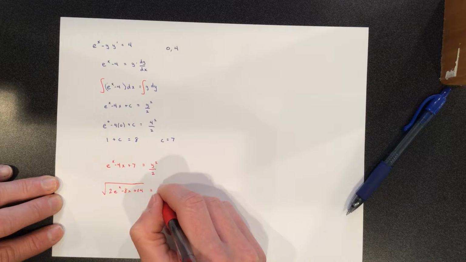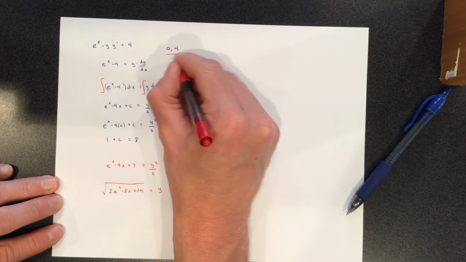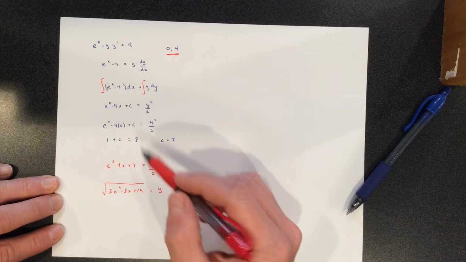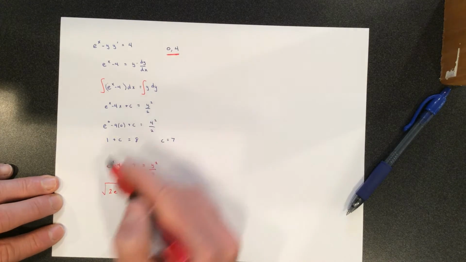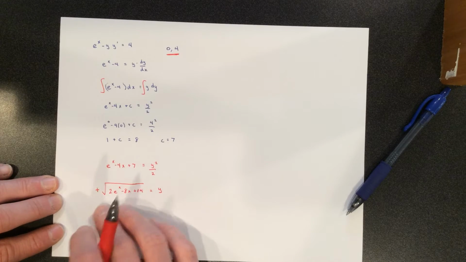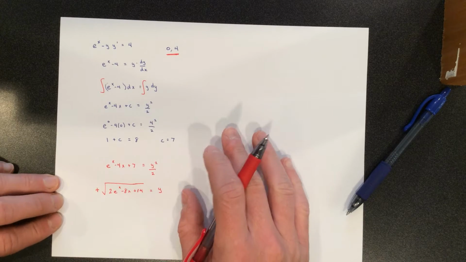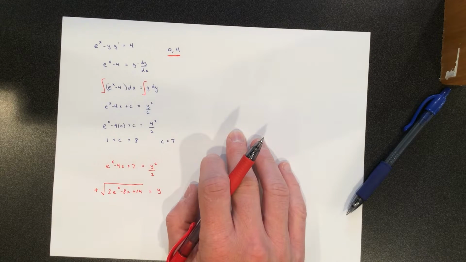And what you learned is that you always get this plus or minus, right? But with this initial value, I know which one I need. Because when I plug in 0 for x, I have to get positive 4. So I do not need this plus or minus. I just need the plus version. And I'll put a plus there to remind you of that. Again, I've solved. Okay?